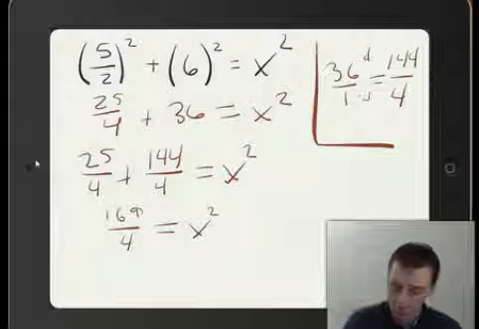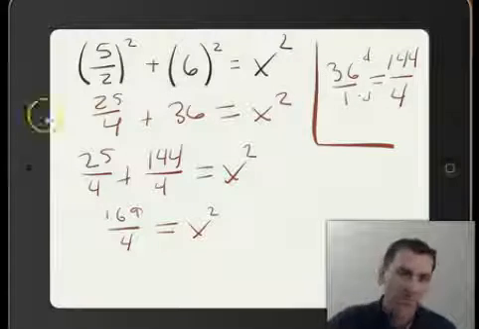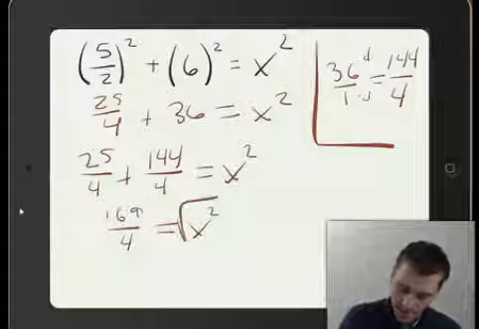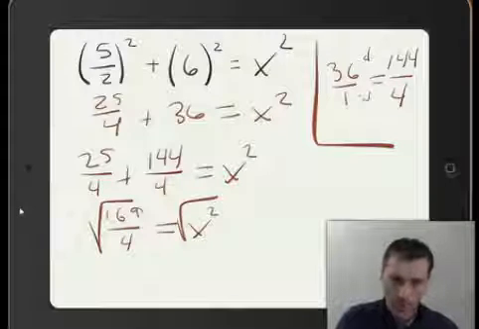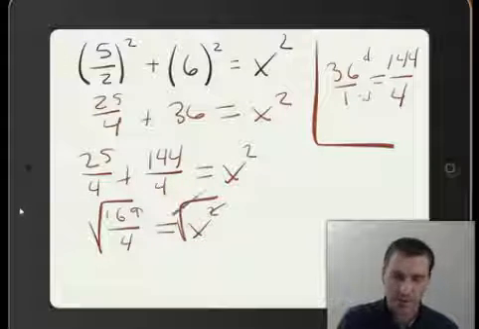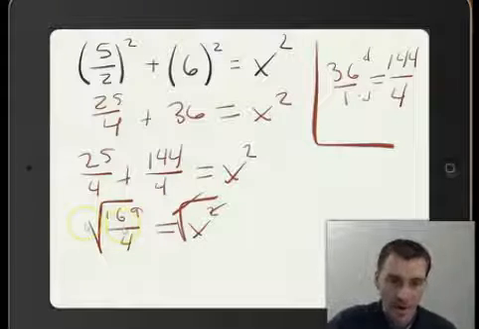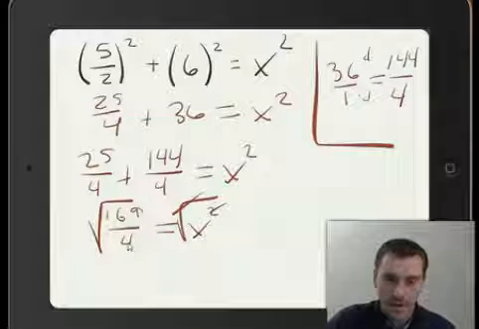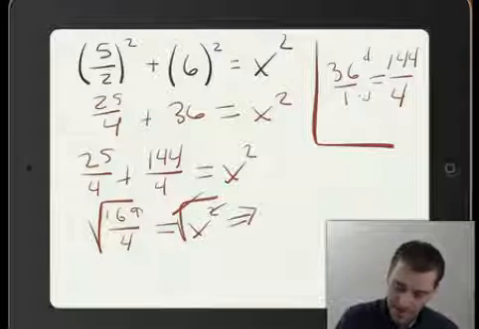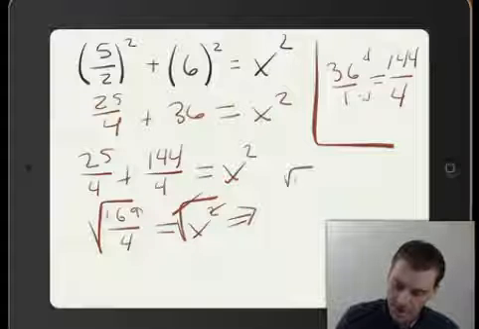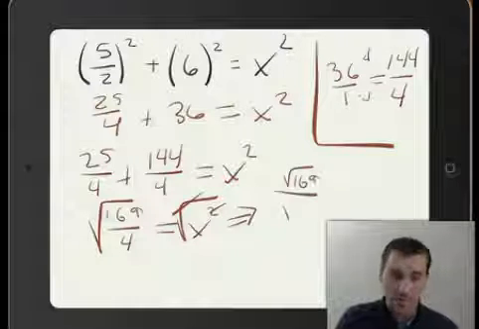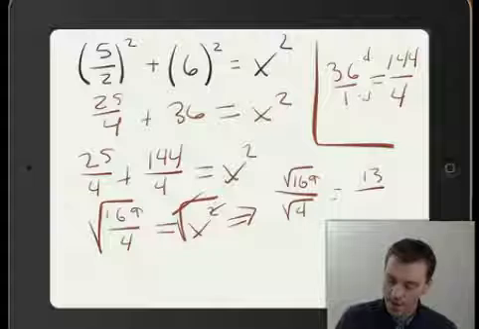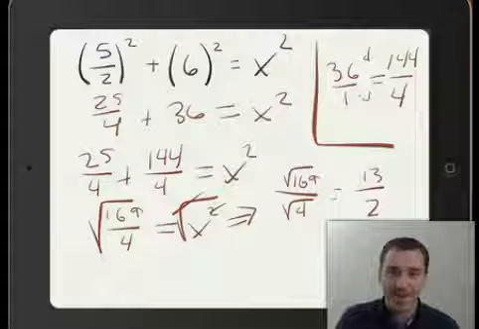Here we go. So now what do I do? Well, in order for me to get rid of the x squared, I have to take, oh, that's right, the square root of both sides. So I take the square root of this and the square root of this. The square and the square root cancel each other out. Over here to the left, I had the square root of 169 over 4. Well, remember the rule: you can rewrite it as the square root of 169 over the square root of 4. That's cool, because I can actually do the square root of 169. That gives me 13. And I can actually do the square root of 4. That gives me 2. So, what is my answer?